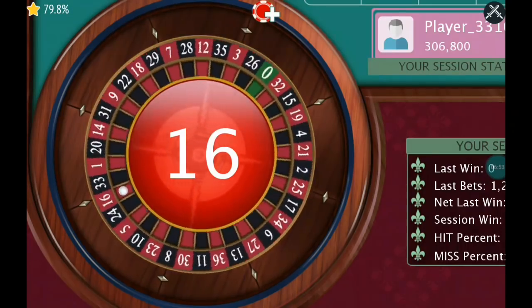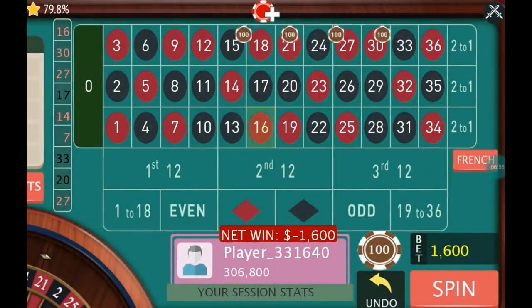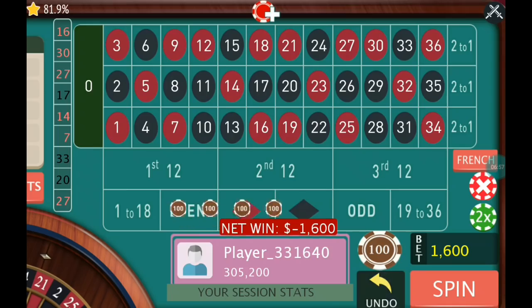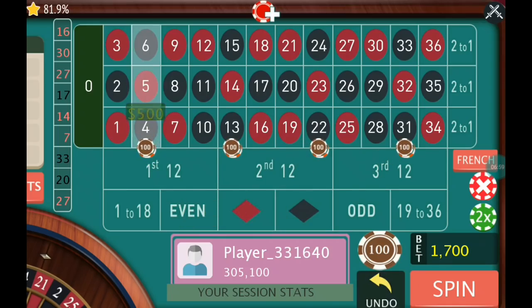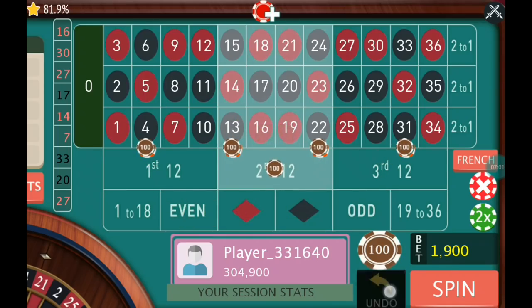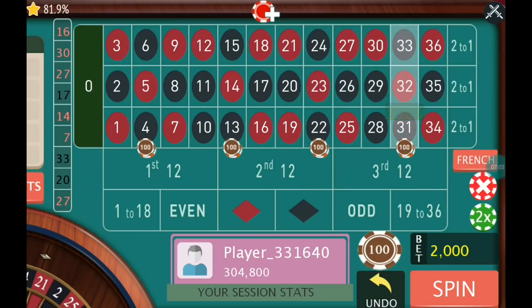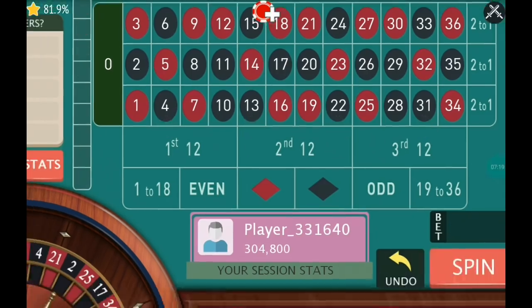It's 16 red and we lose. So I just rebet and put one more unit at all the places. This time I'm at 500 unit at each place. From here, if I win, I will reduce 3 units from every place, and I will increase 1 unit if I lose, as per usual. So spin.